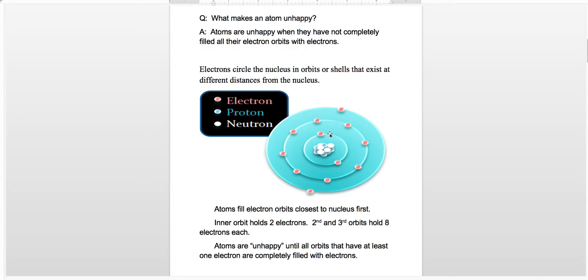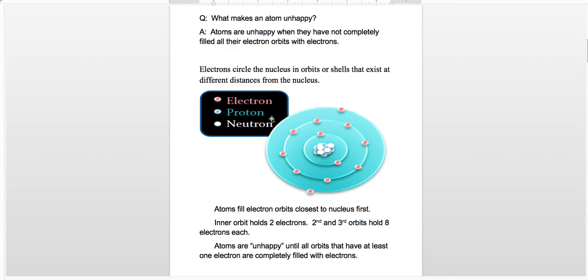And the other rule is that when atoms put electrons into orbits, they always fill the inner orbit first with electrons, and then if there are more electrons, they put those into the second orbit until that one's filled, and then if there are more, they put those into the third orbit until that one's filled. So depending on how many electrons an atom actually has, it's going to fill its orbits from the inner orbit to the second orbit to the third orbit and then further out until it runs out of electrons.